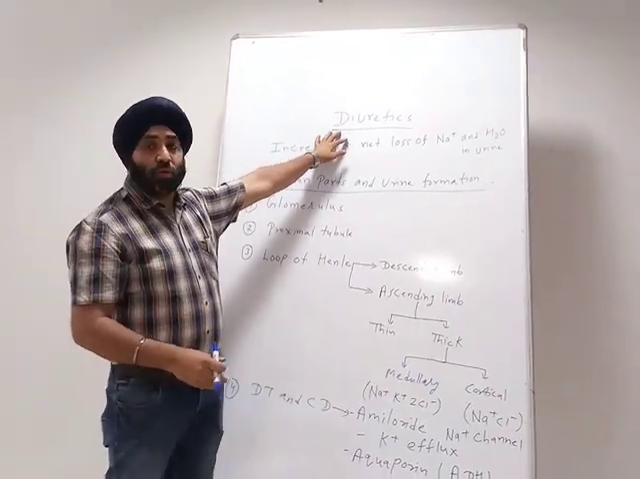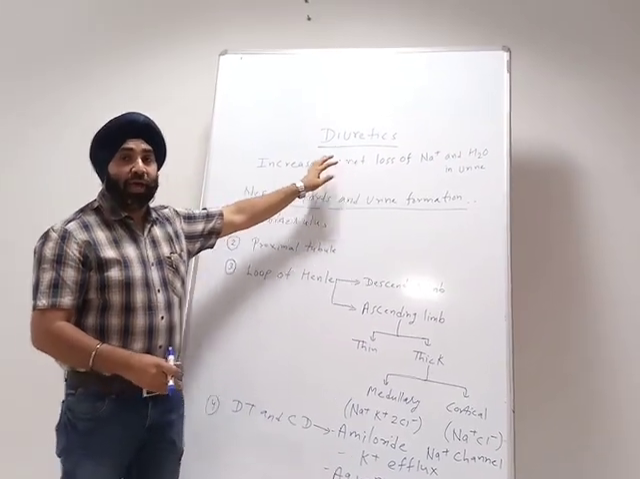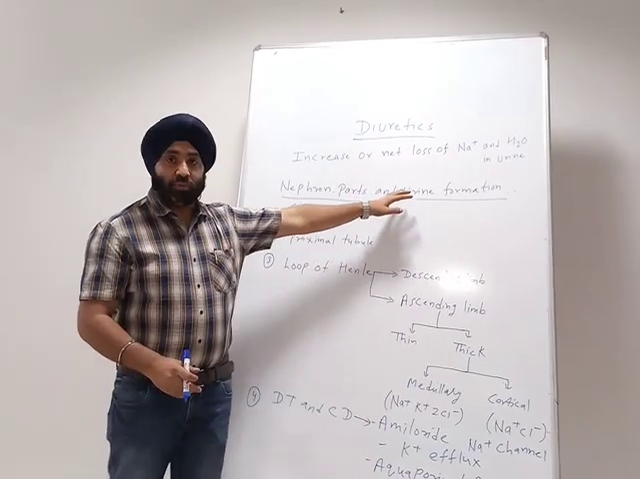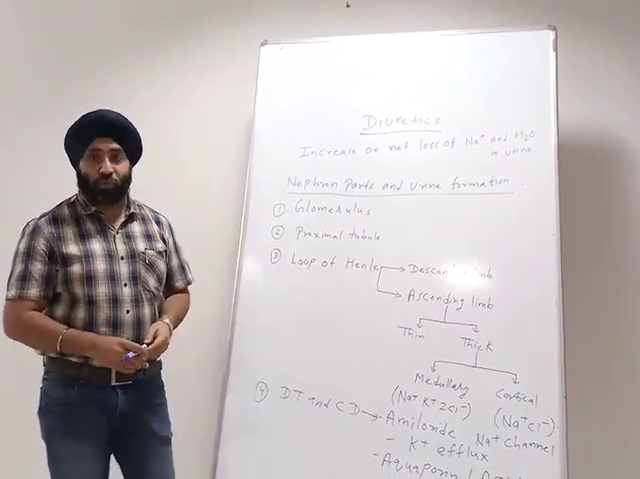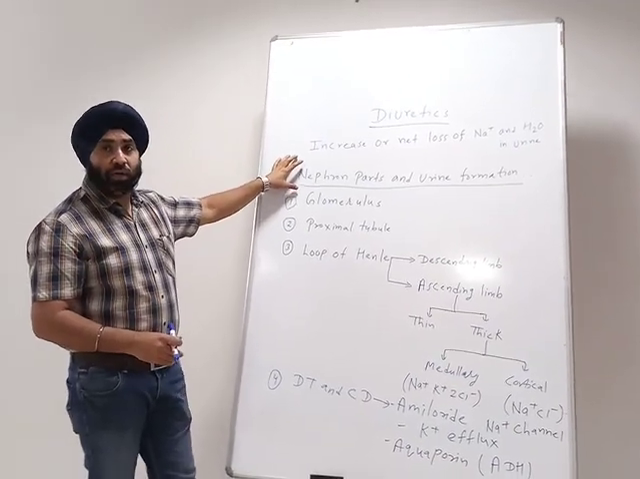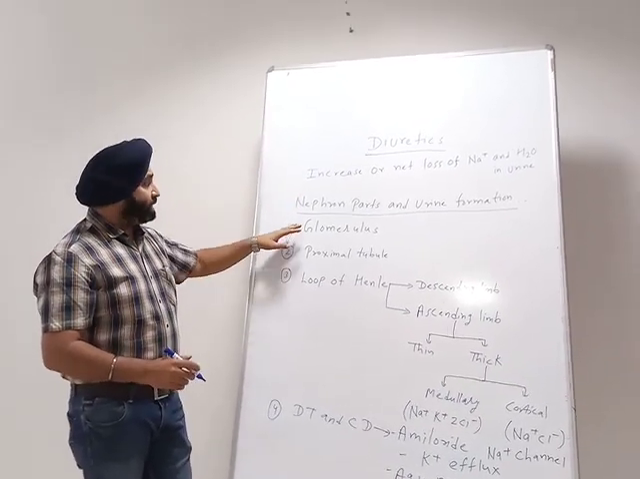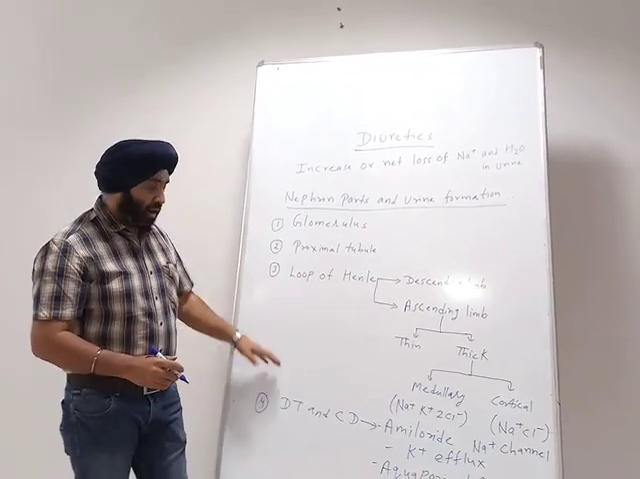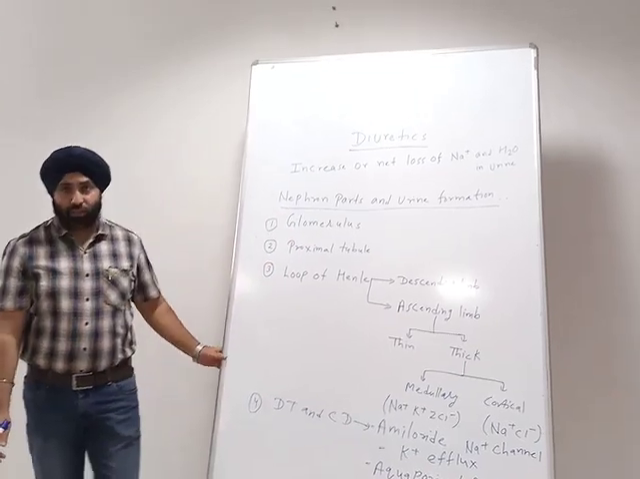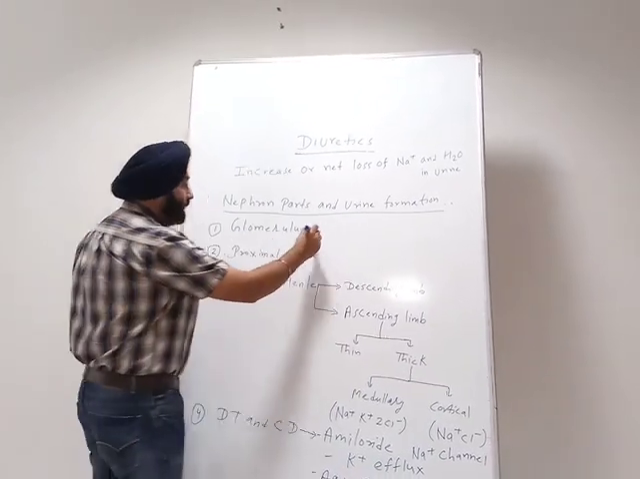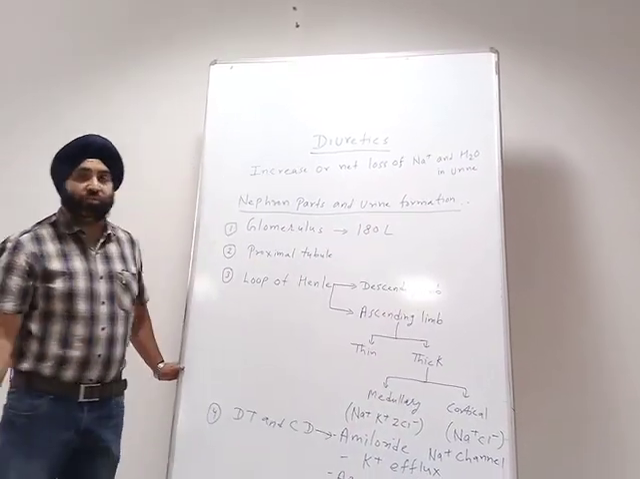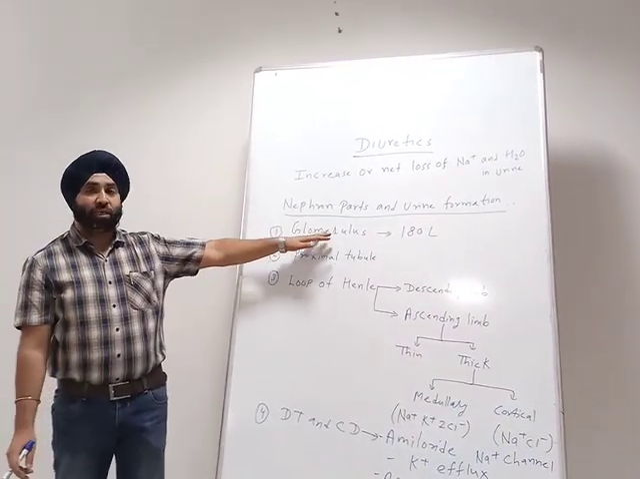But before talking about the diuretic drugs, you should have a brief knowledge about the urine formation and the parts of the nephron. As you have all learned in physiology, these are the different parts of the nephron. The first part of the nephron is the glomerulus. You all know that around 180 liters of filtrate is filtered from the glomerulus in one day.